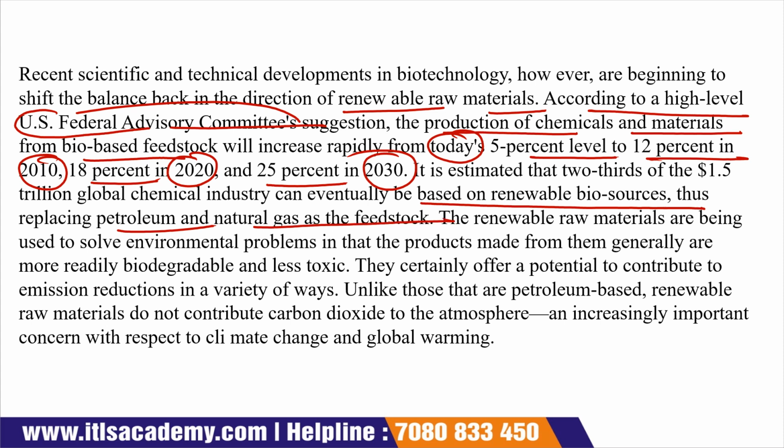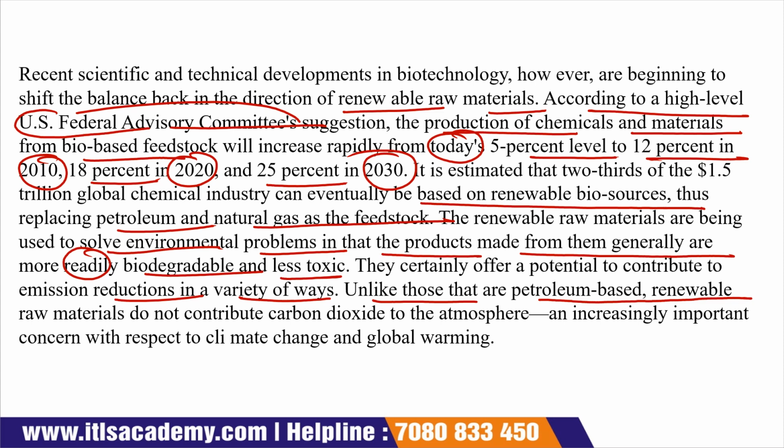Renewable raw materials are being used to solve our environmental problems, in that the products made from them generally are more readily biodegradable and less toxic. They also offer the potential to contribute to emission reduction in a variety of ways. Unlike those that are petroleum based, renewable raw materials do not contribute carbon dioxide to the atmosphere, an increasingly important concern with respect to climate change and global warming.